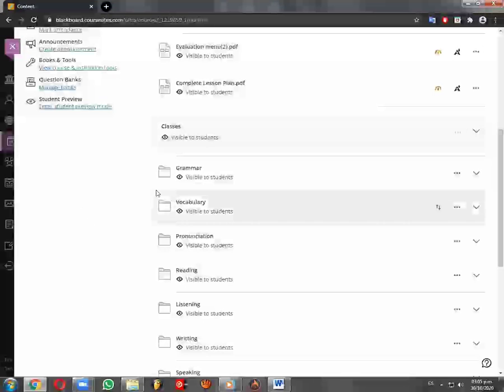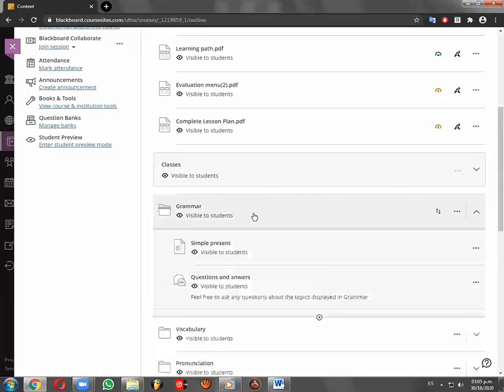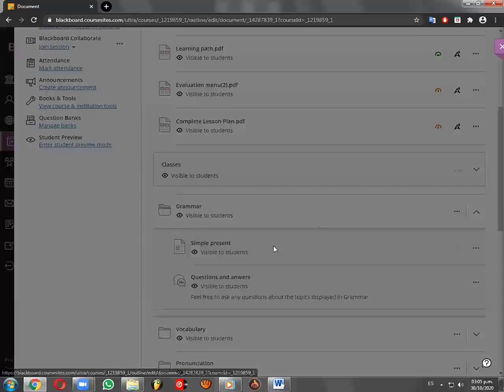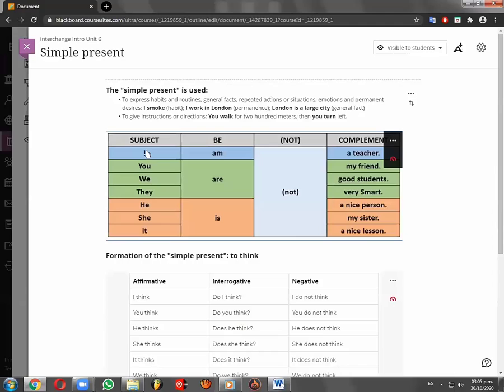So, the first section, grammar. We can learn about simple present, right? So, the simple present is used to express habits and routines, general facts, repeated actions or situations, emotions, and permanent desires. For example, I smoke, and also I work in London, and London is a large city.